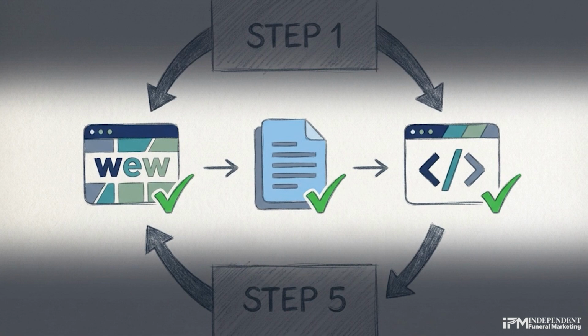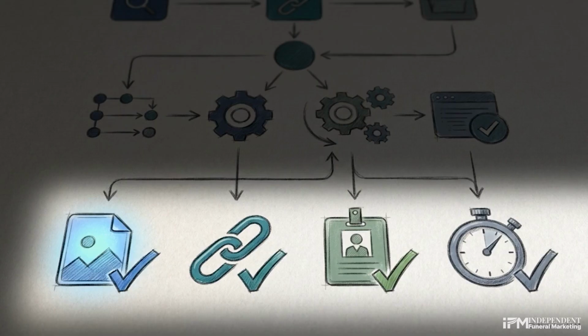Check 6. Valid schema markup. 7. WebP images with alt text. 8. Clear internal links. 9. EEAT trust signals. And 10. A mobile page speed under 2 seconds.